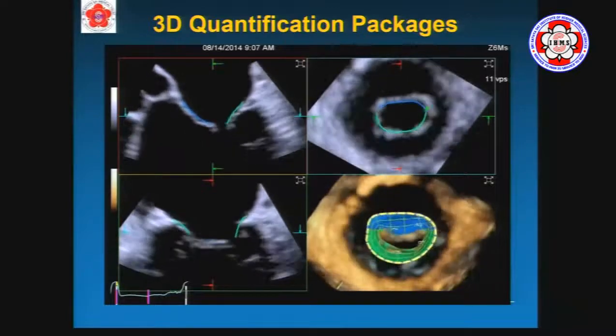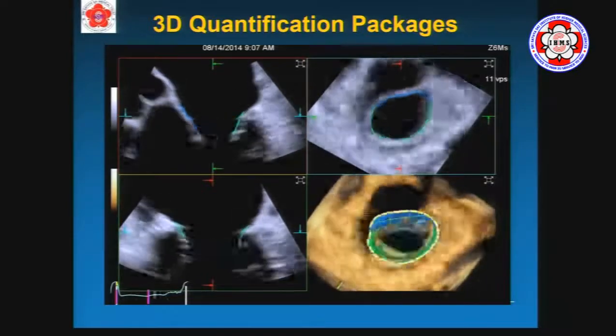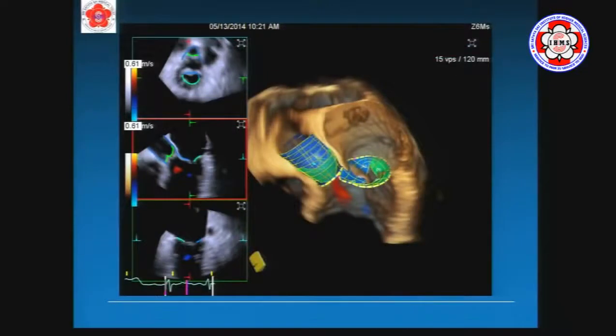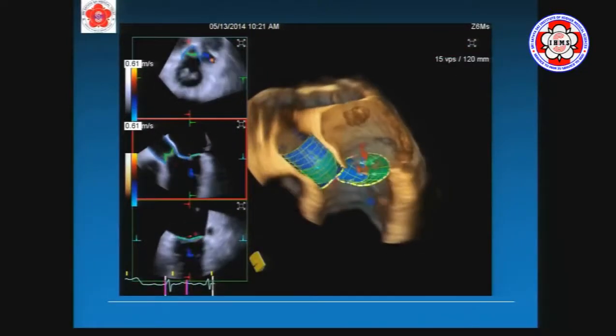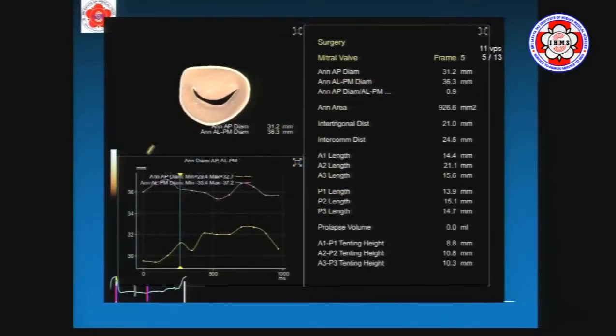It will give you the lengths of all the different scallops. It'll nicely planimeter the entire valve for you. And then when we go and look at outside the valve, we can actually see the relationship of the aortic valve with the mitral valve and see the continuity and what's involved in that particular part of the heart. Here you can very beautifully see the mitral regurgitation in 3D. And then finally, we can quantify all this, and we get things like the diameter of the annulus in the different directions, what the area is, the different lengths of the different leaflets, and the tenting height, and so forth.